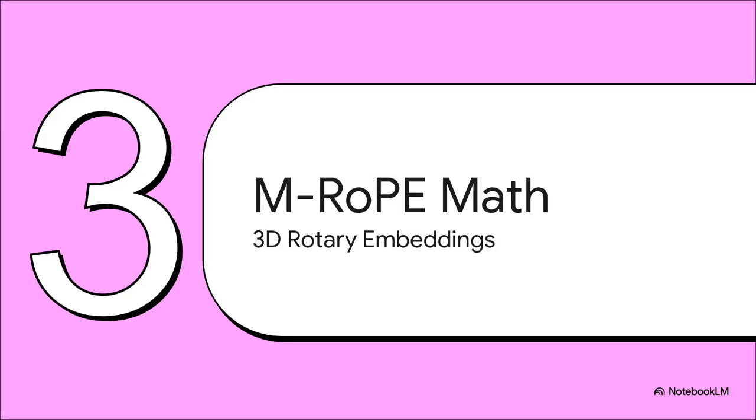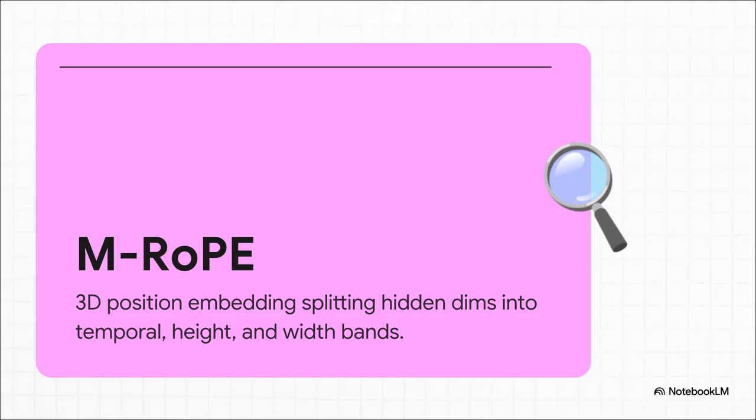All right, Section 3, unpacking the M-ROPE math, specifically looking at 3D rotary embeddings. So, what is M-ROPE? It stands for Multimodal Rotary Position Embedding. To really get why this is genius, you've got to realize that language models historically think in 1D, literally just a single timeline of text tokens. But an image has height and width. A video has height, width, and time. M-ROPE natively turns that 1D position embedding into a 3D grid. It splits the model's internal data, the hidden dimensions, into temporal, height, and width bands. It's almost like giving the AI a native 3D coordinate system to work with.